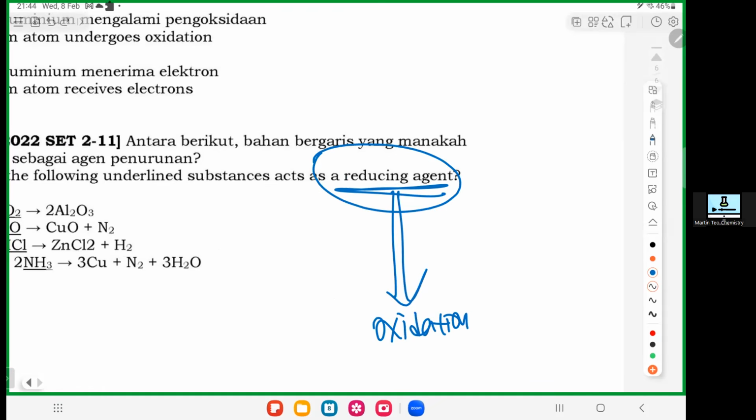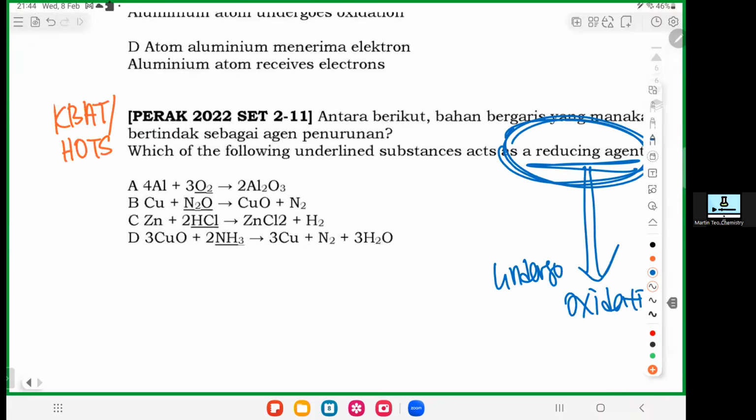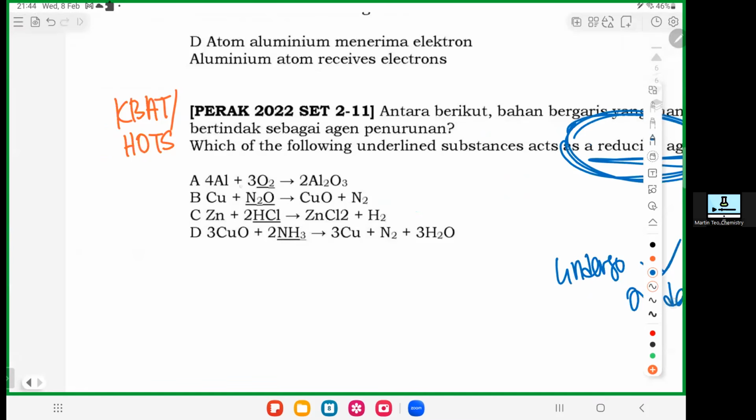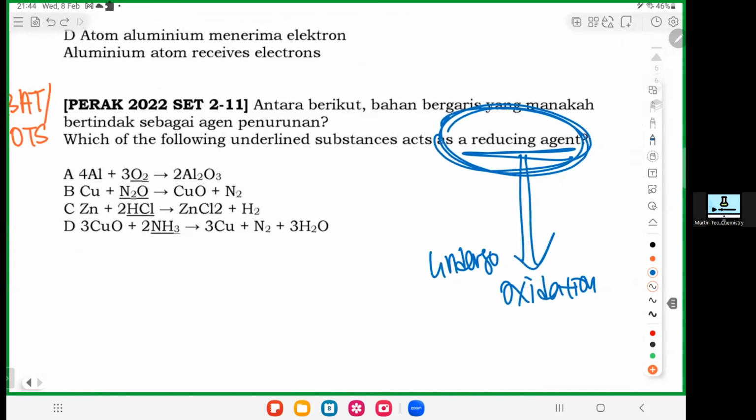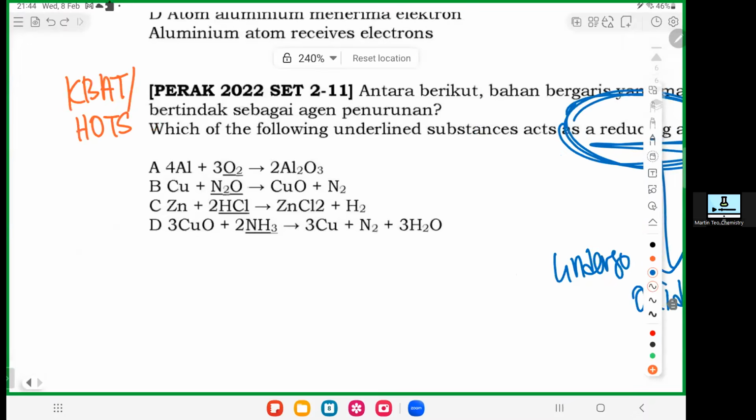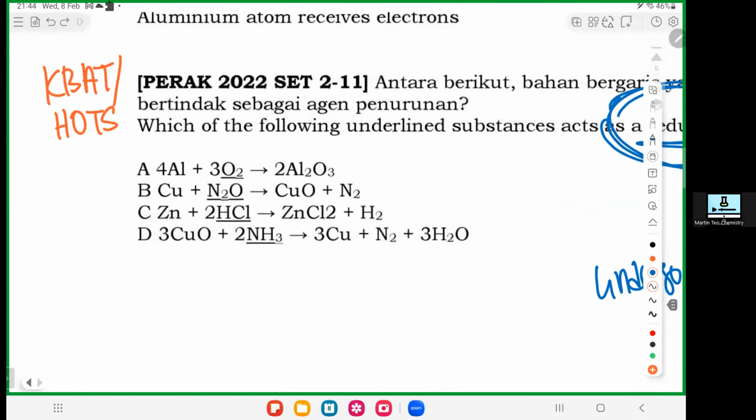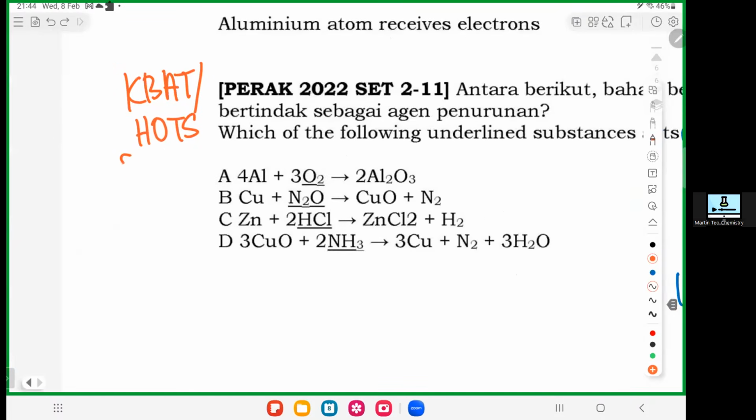Okay, so no one gave me a response. I assume you all understand. So to be reducing agent, you must undergo oxidation. So very simple. You just need to check which underlined substance undergoes oxidation process. That's all. So which method can we use? You can use oxidation number method or any method you like. For me, I love to use oxidation number method.